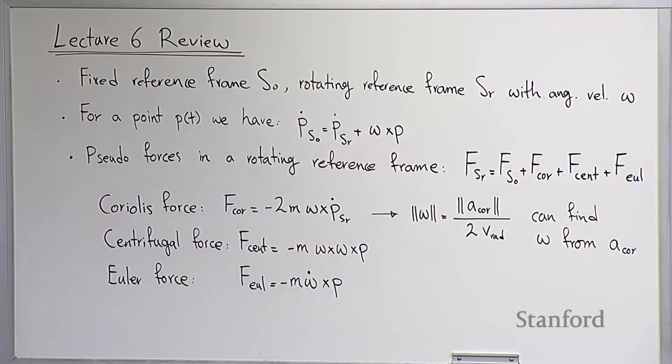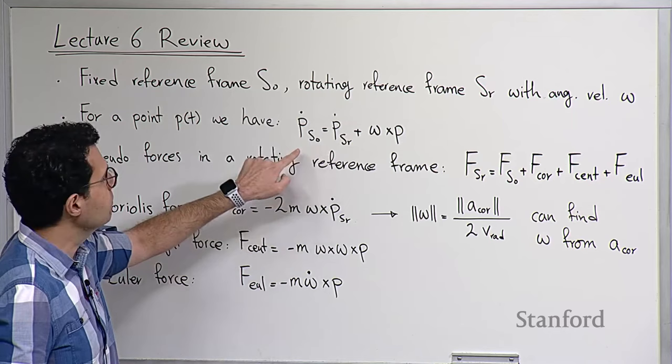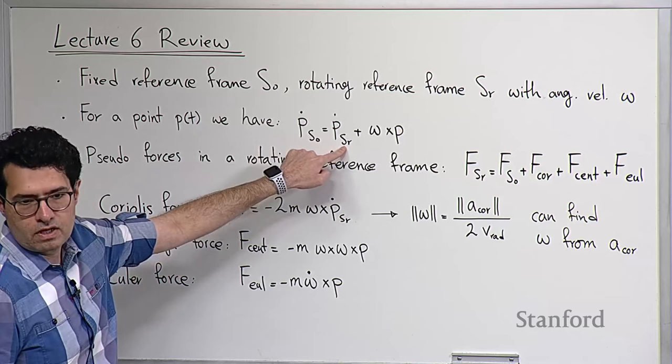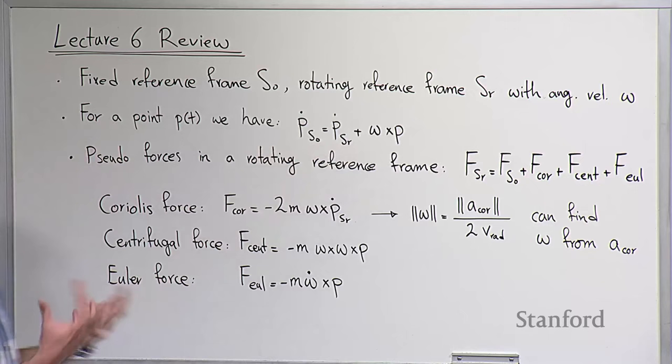In terms of physical quantities, these are velocities. The velocity you observe in the fixed frame is, of course, different from the velocity you observe if you're tied to the rotating frame. And this mathematical expression exactly shows you the relationship between the two.